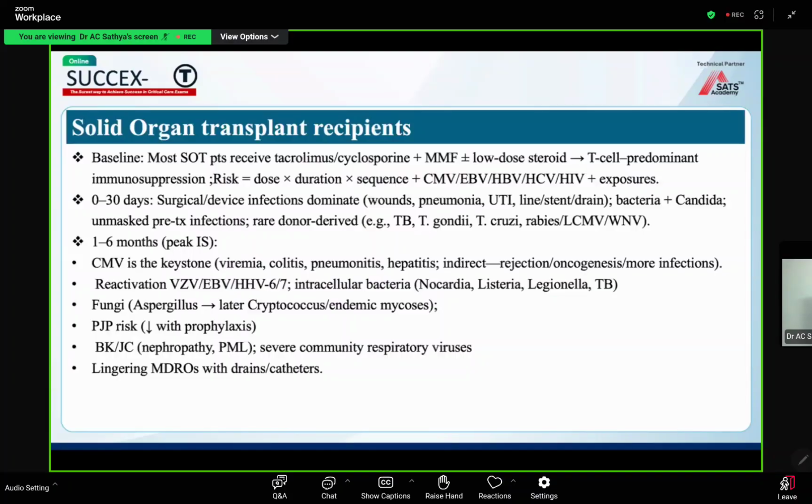Next, coming to organ transplant recipients, we just have to understand at what point in the stage of organ transplant what infection occurs. At baseline, most of our organ transplant recipients, mostly kidney or renal transplant recipients, receive tacrolimus or cyclosporin, and it is mostly T cell predominant immunosuppression. The risk is proportional to the dose, duration, and sequence, as well as the previous exposure of the host. In the initial first month, 0 to 30 days, hospital acquired, surgical, and device related infections predominate.